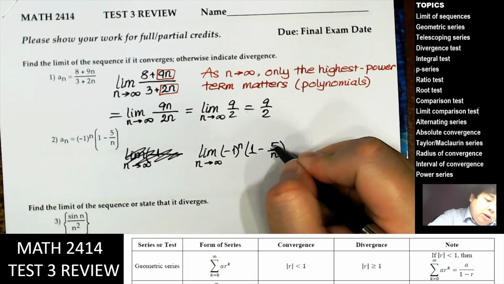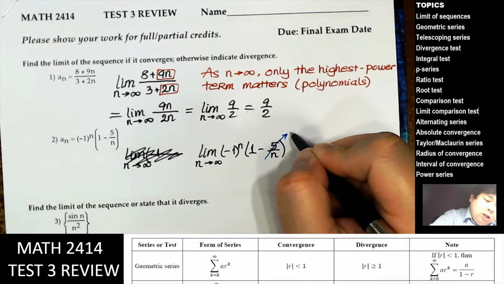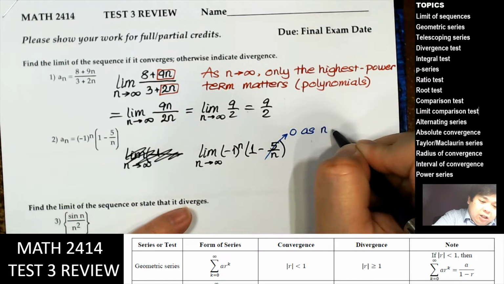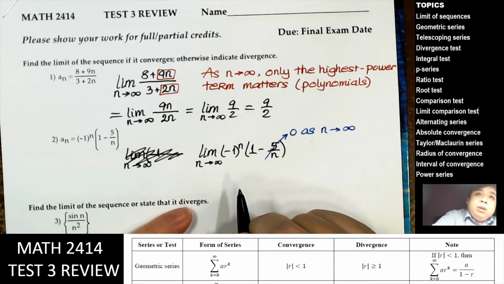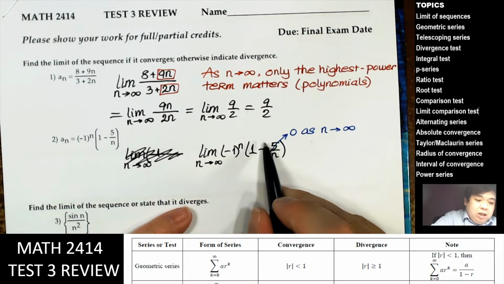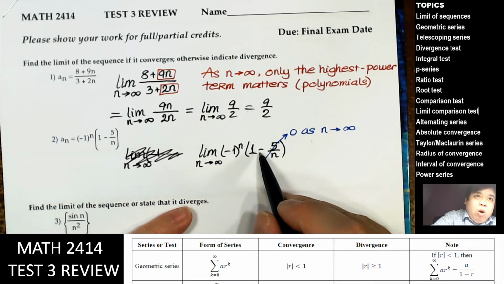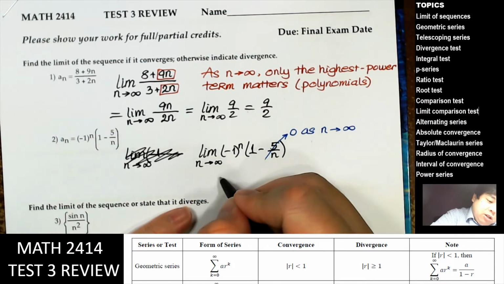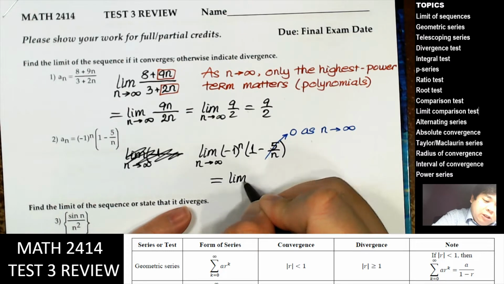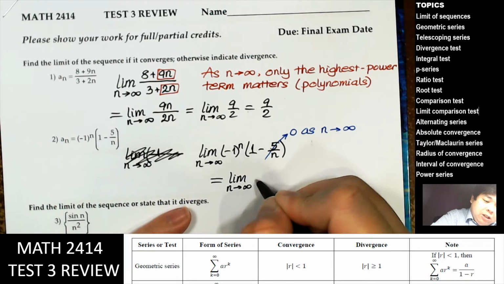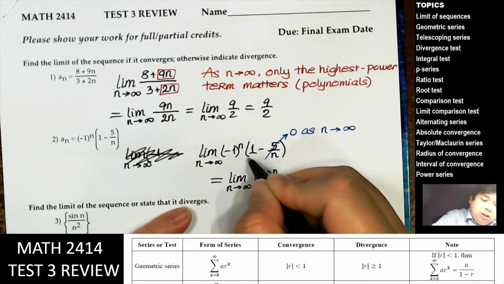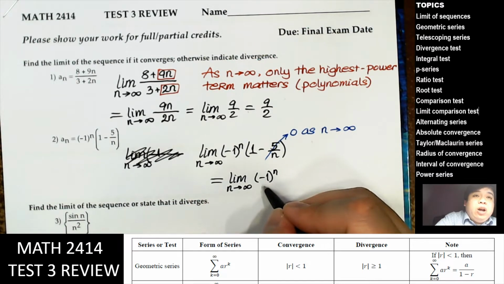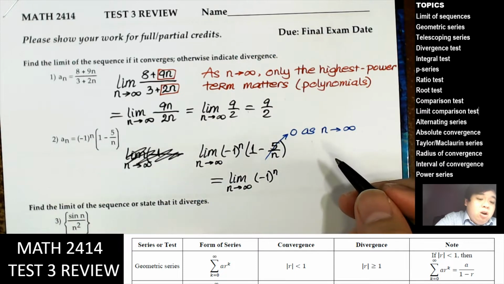So because this one goes to 0 as n goes to infinity, we have 1 minus 0, so this will be equal to 1, and we just have (-1) to the n power. So pretty much the limit is equal to (-1) to the n power times 1. So this is either 1 or -1 depending on whether n is odd or n is even.